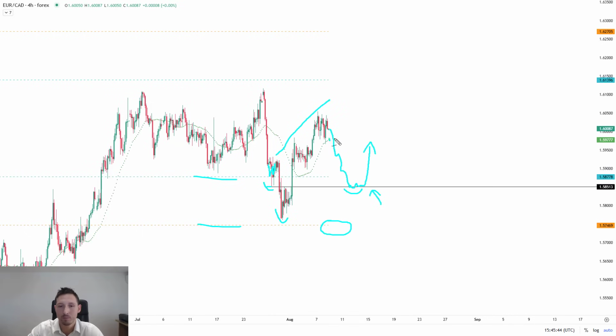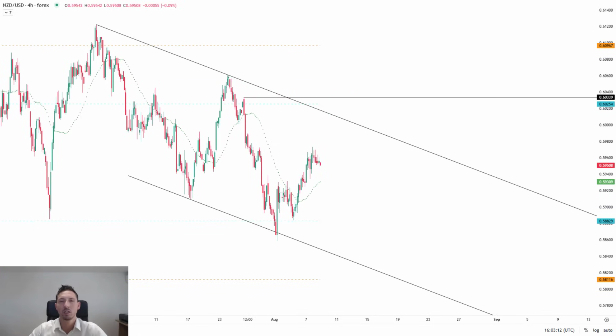And also, you get a breakdown below and you get that re-break back above the moving average. That's where you can look for that bull flag setup into the profit taking zone if that's your thing next week at the 1.61396. Okay, so moving on to the US dollar pairs, started with New Zealand dollar.